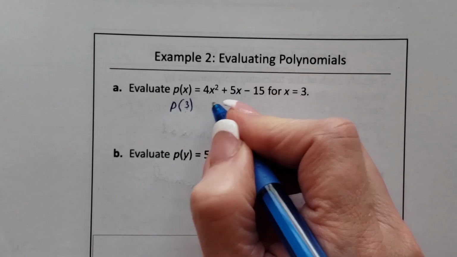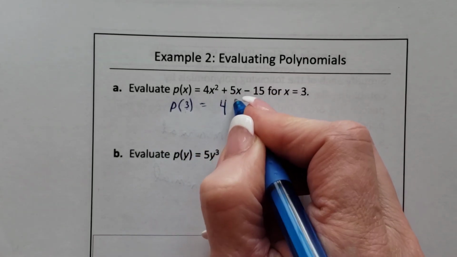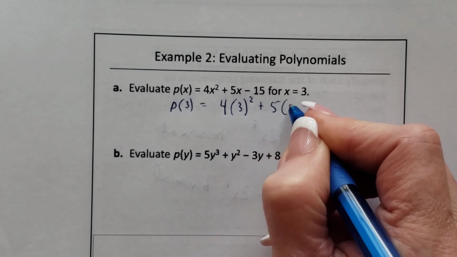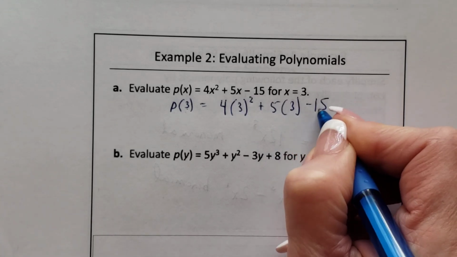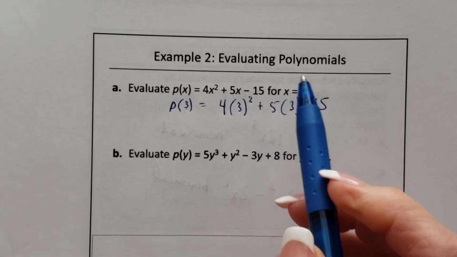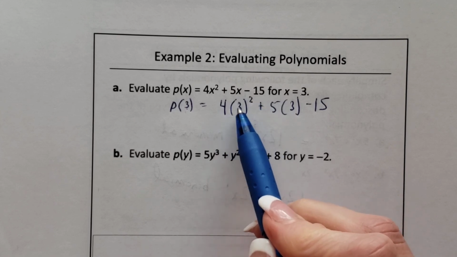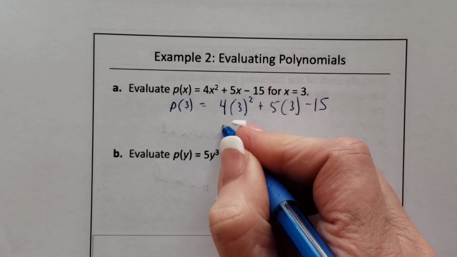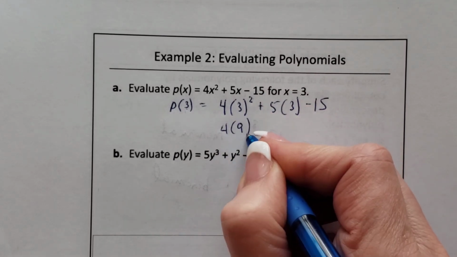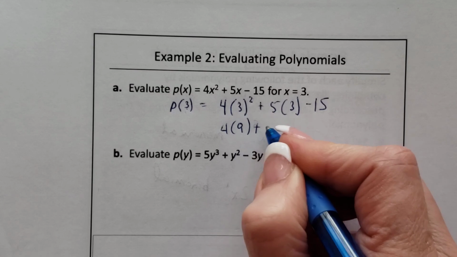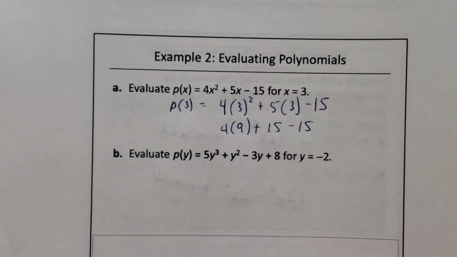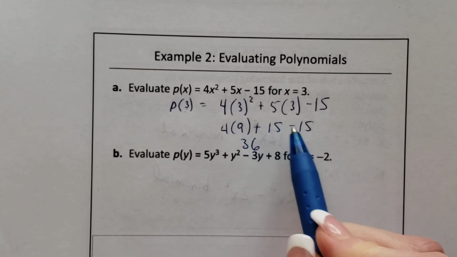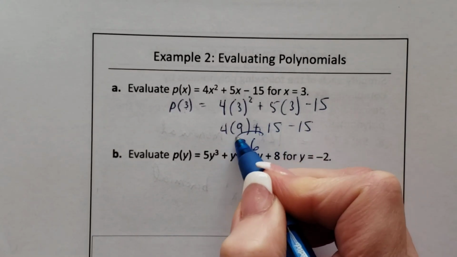So we're going to write it. Make sure you always write with those parentheses, whatever you're substituting. Plus 5 times 3 minus 15. So always do exponents first. So 3 squared. This isn't 12 squared. It's only 3 squared. So 3 squared is 9. So it's going to be 4 times 9. 5 times 3 is 15 minus 15. 4 times 9 is 36. Well, 15 minus 15 is 0. So our final answer is 36.